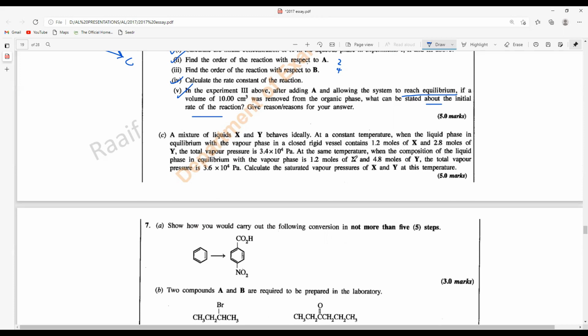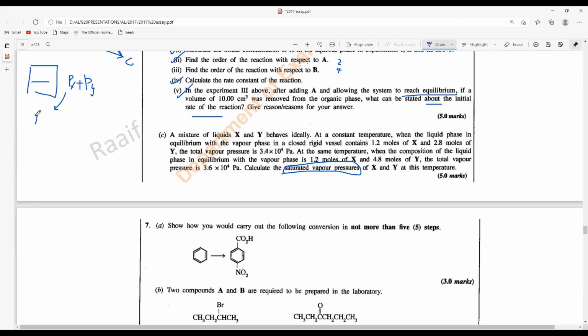So this is a typical problem. It's a little bit difficult, but not much more difficult than your O-levels, right? Because they have given two different systems. In the first one, they have given the total pressure, that is 3.4. So you know this total pressure should come from Px plus Py, because they are asking about the saturated vapor pressures. So we have to use Raoult's law.